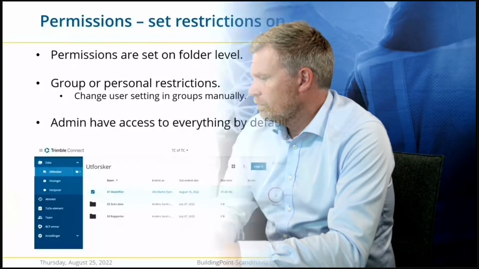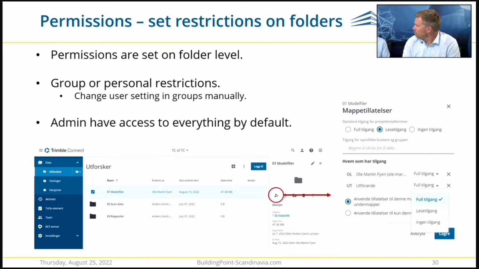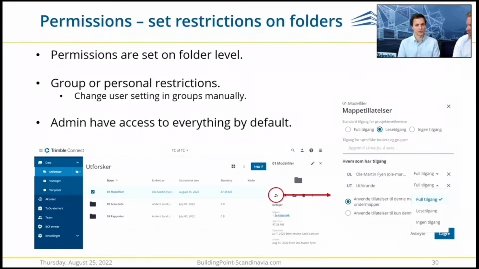And as we see here, we have three levels. The first is full access, where you can add new versions of files and delete files. The second is read only, where you can open and view the files. It's visible to you, but it's not possible to delete or add new versions of the files. And the third one is no access, where the folder will not appear at all. It will not be visible, you cannot open it, and you cannot view what's inside.